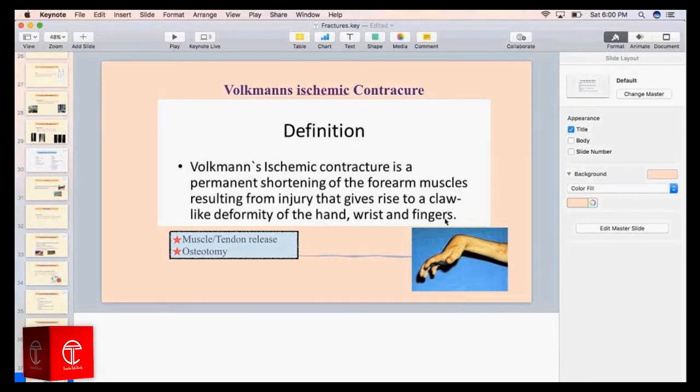May I ask you one doubt, Susrudo, what is clawing? Can you describe the deformity in clawing?